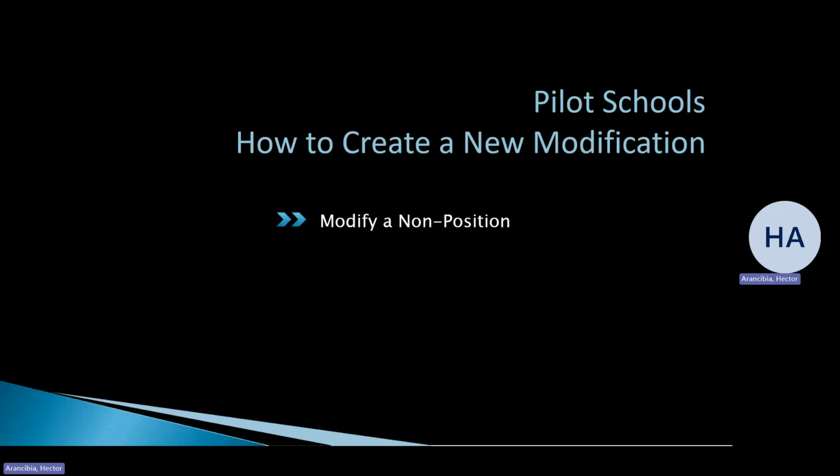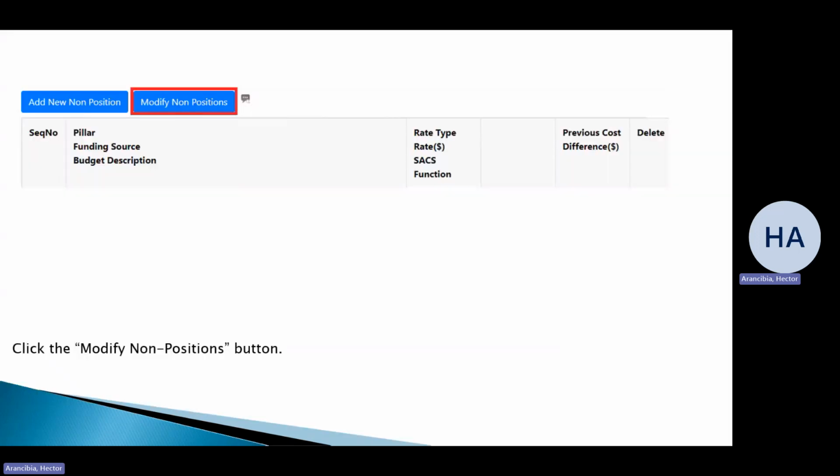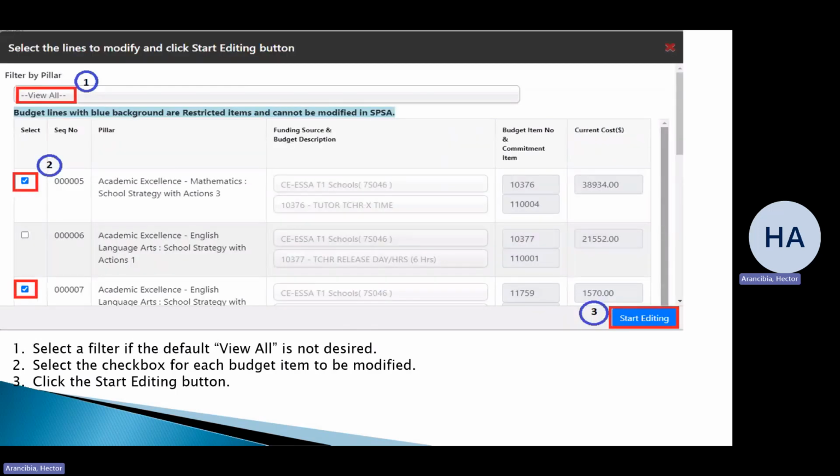Now to modify a non-position, click the Modify Non-Positions button. Now we're going to select a filter if we don't want the default view all. Otherwise, we're just going to select the checkbox for each budget item that we want to modify, and then click the Start Editing button.